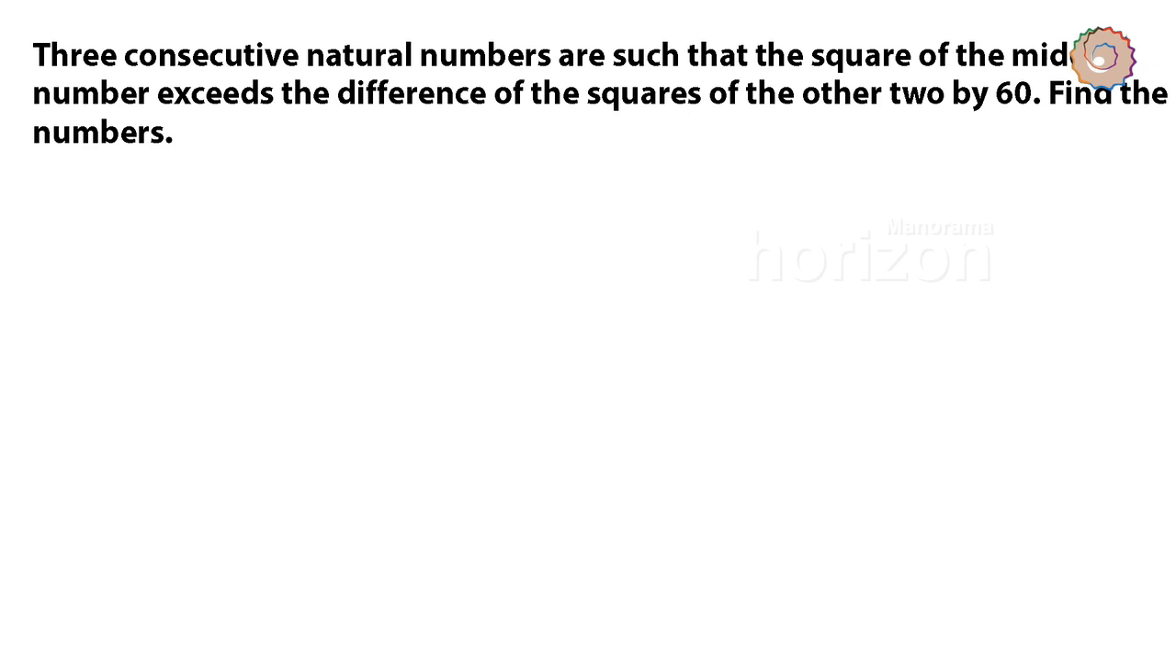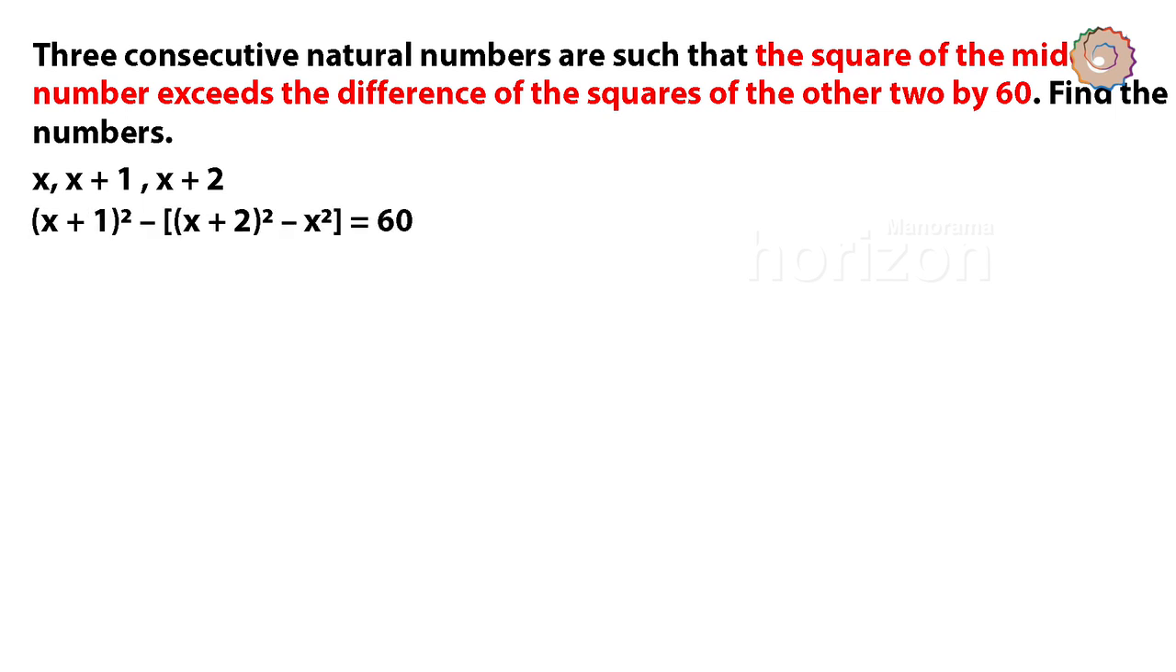3 consecutive natural numbers are such that the square of the middle number exceeds the difference of the squares of the other two by 60. Find the numbers. Let the three consecutive natural numbers be x, x + 1 and x + 2. According to the question, the square of the middle number exceeds the difference of the squares of the other two by 60. So mathematically, we can write it as (x + 1)² - [(x + 2)² - x²] = 60.